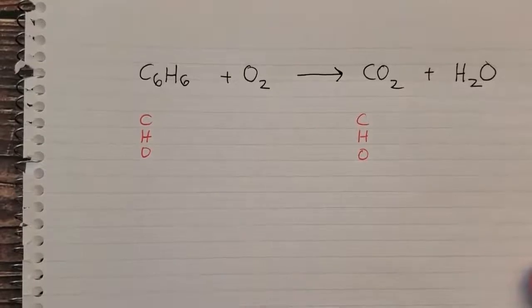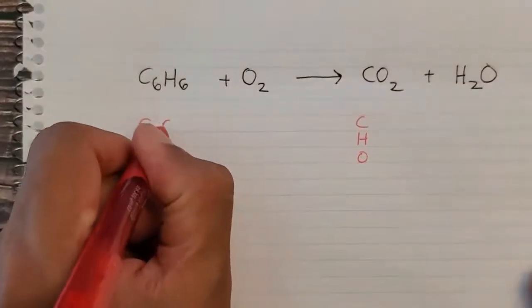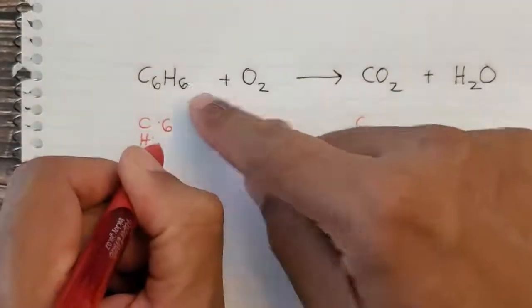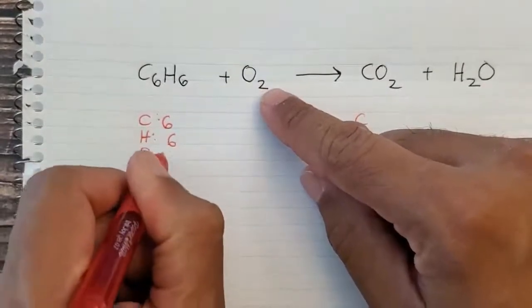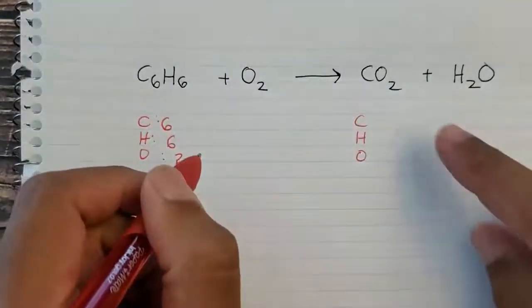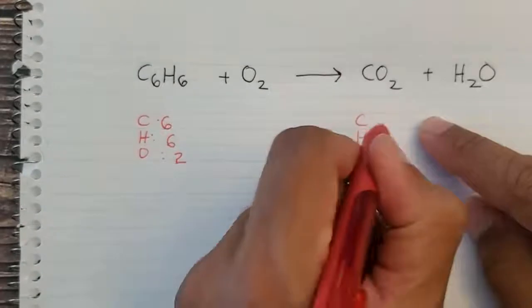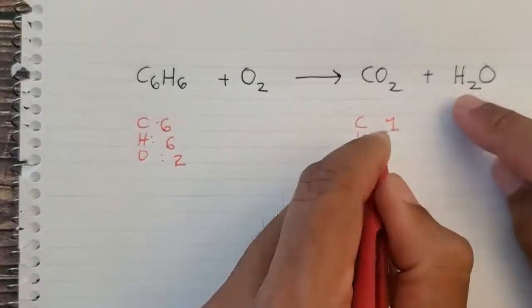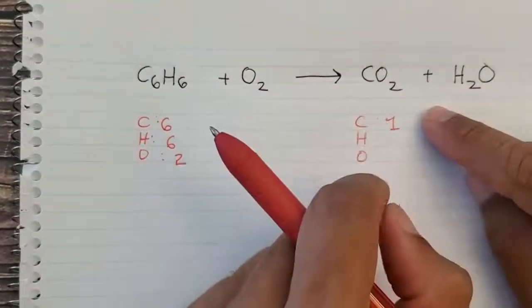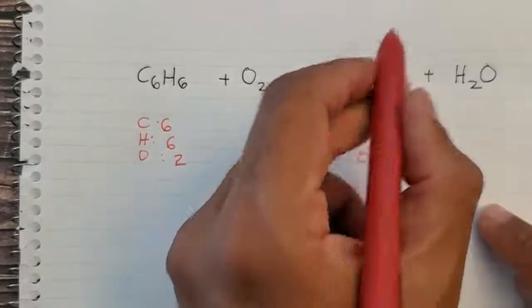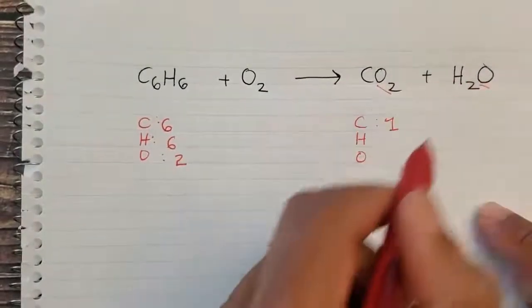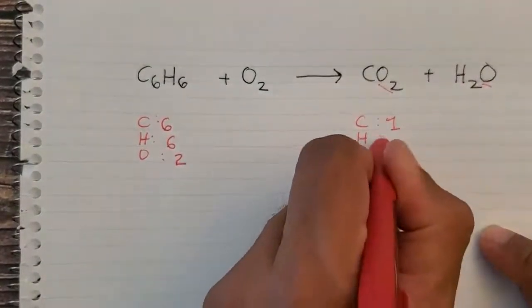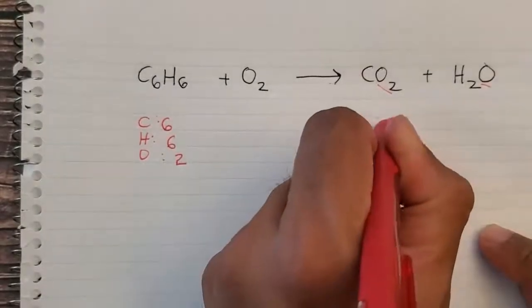Nothing more, nothing less. So our carbons here is going to be 6. Our hydrogens here are going to be 6. Our oxygen here is going to be 2. Our carbons here is going to be 1. Our oxygens here is going to be, let's do the oxygens here, 2 plus 1 is going to be 3, and our hydrogens here is going to be 2.